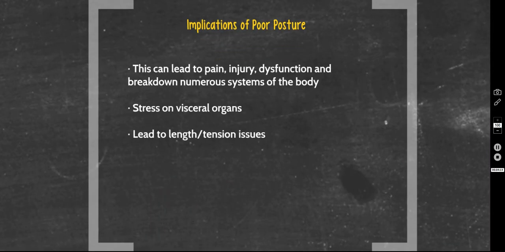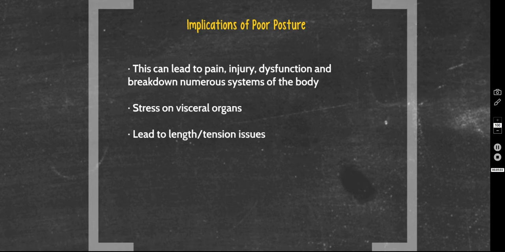So moving on, let's look at the implications of poor posture. The body will compensate if one or more segments of the chain is not in proper alignment. This can lead to pain, injury, dysfunction, breakdown of numerous systems of the body. We're looking at stress on visceral organs, and we'll talk about this again, but length and tension issues. Therefore, the ultimate postural alignment should be considered the foundation on which safe and effective exercise programs are built. So if you're working with a client, let's say, and they have poor movement, if you keep practicing that poor movement, they're eventually going to get hurt.